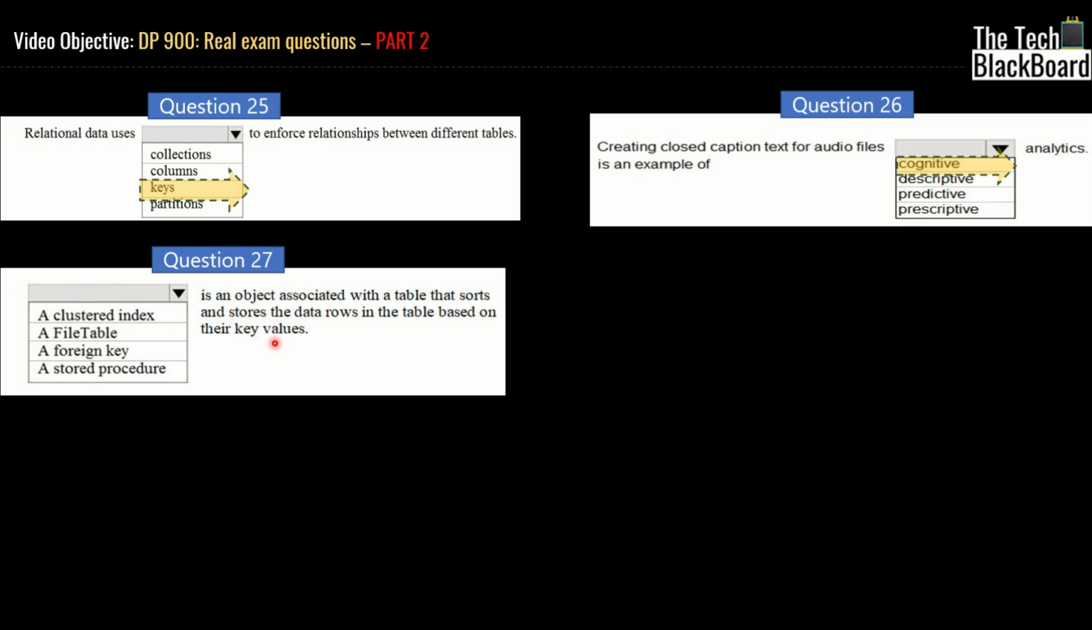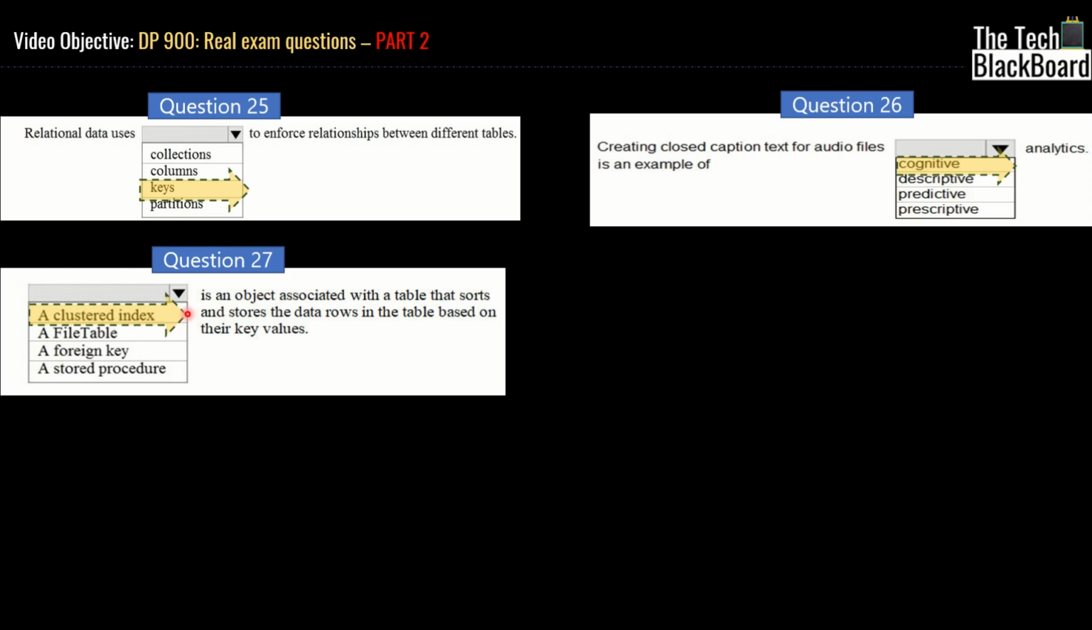So that's why a clustered index is the object which actually stores and sorts the actual rows of data based on the columns on which it is created. The other three options are not valid. The correct answer is a clustered index.